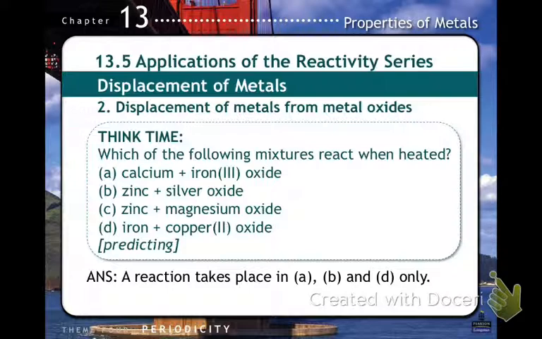Yes, it is. So it forms zinc oxide plus silver metal. C, zinc plus magnesium oxide. Is zinc more reactive than magnesium? No, I don't think so. So there's no reaction there.